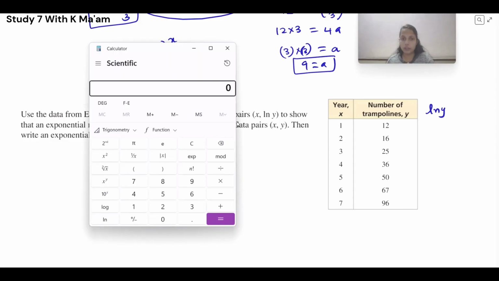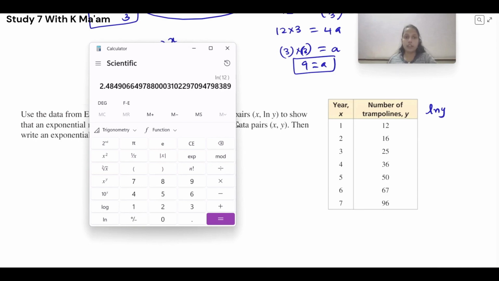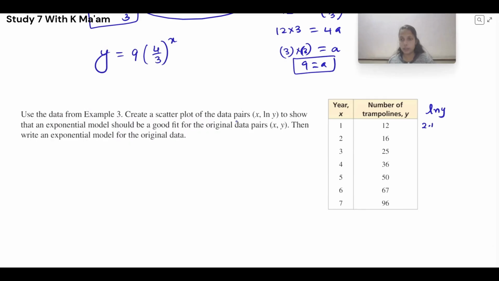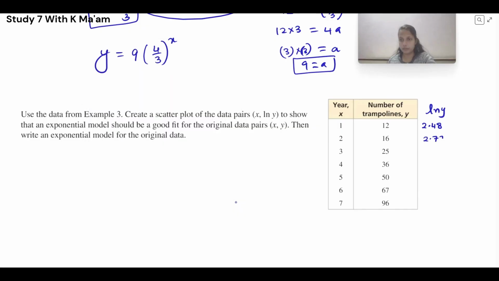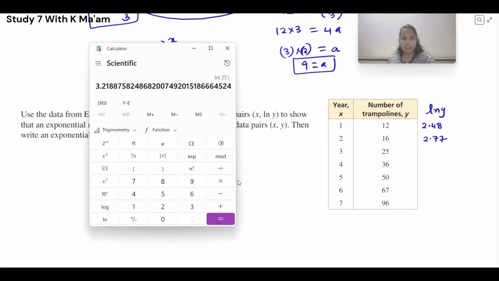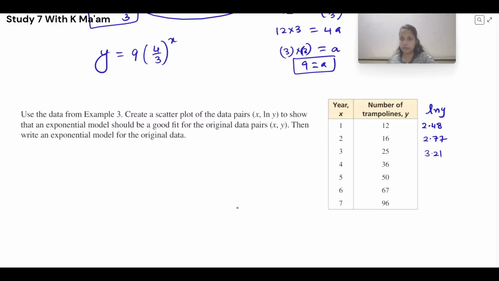I have to calculate log of 12. It's approximately 2.48. For the next, log of 16, 2.77. Log 25, 3.21. Similarly, I will calculate these values also.